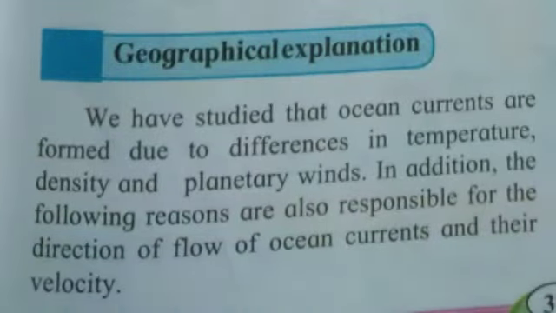Geographical explanation. We have studied that ocean currents are formed due to the differences in temperature, density and planetary winds. In addition, the following factors are also responsible for the direction of flow of ocean currents and their velocity.